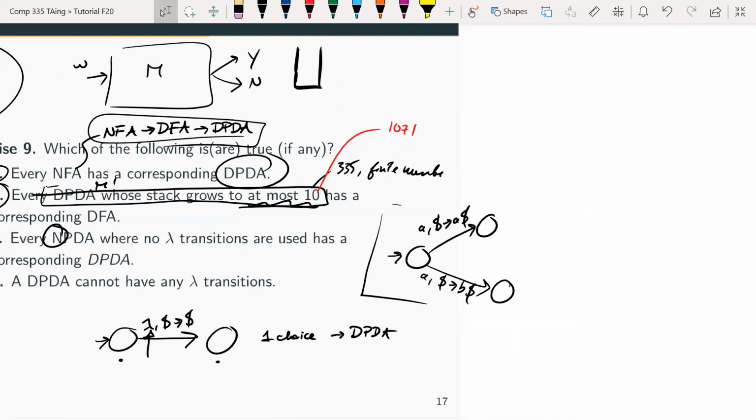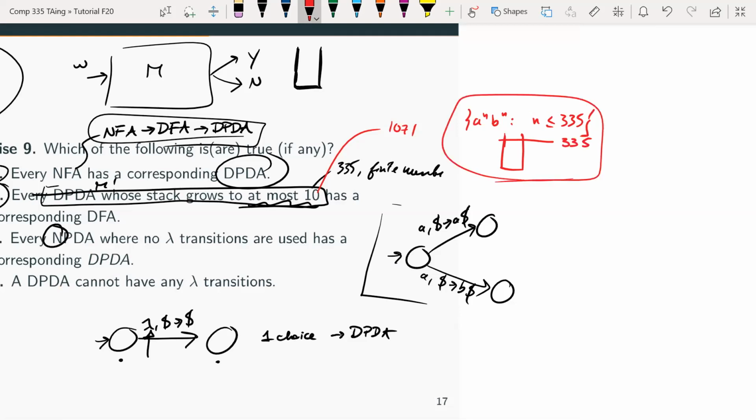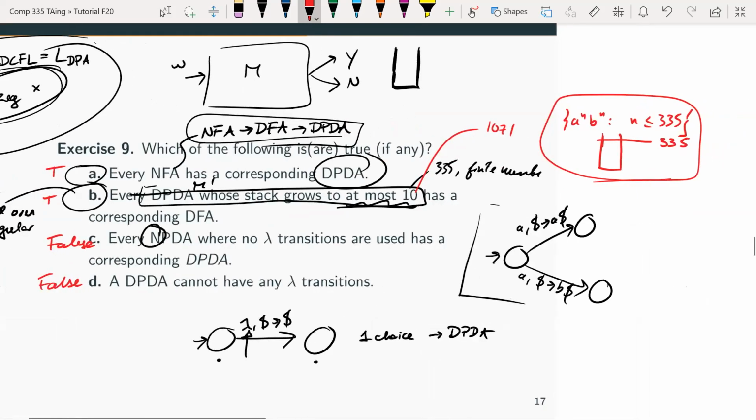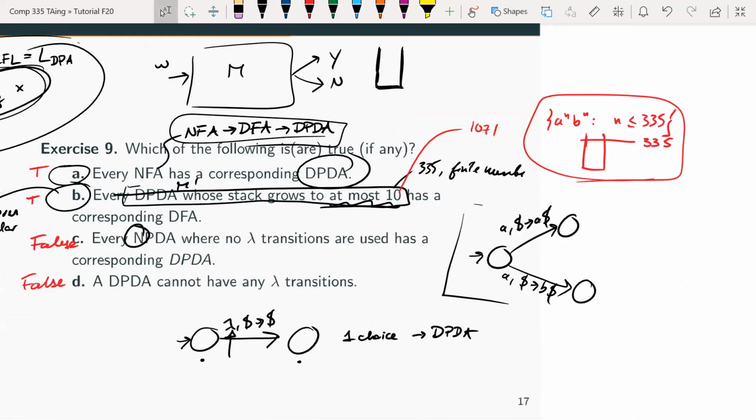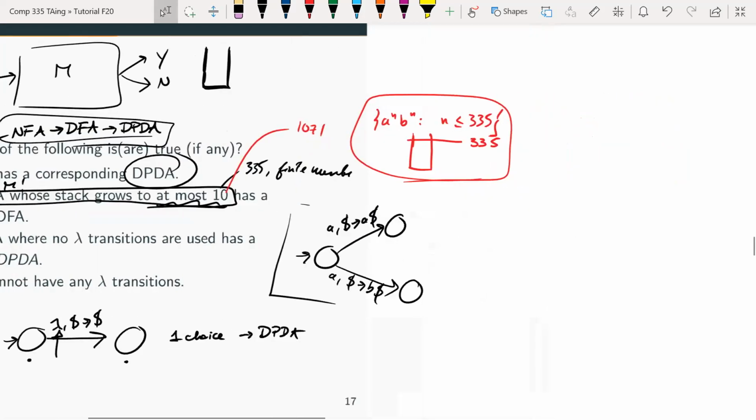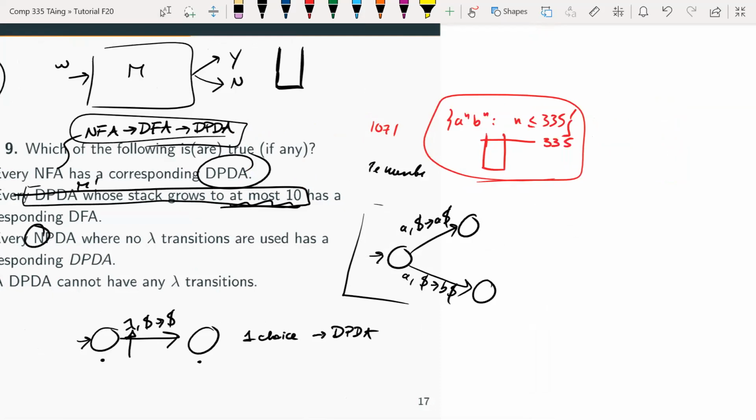An example is a^n b^n for n less than or equal to 335. This is regular. To make it a PDA that is actually an FA, you would use a stack but limit it to 335 symbols. This shows you why, if the stack has a fixed size, it's actually accepting a regular language. So for any fixed integer b, it would be true. If the stack was not finite, so I'm going to erase this.